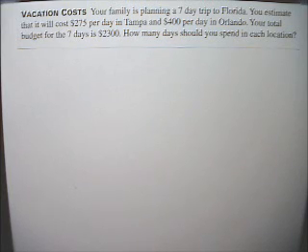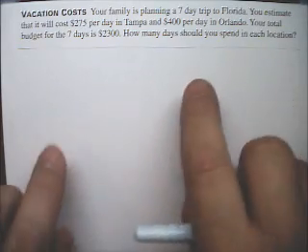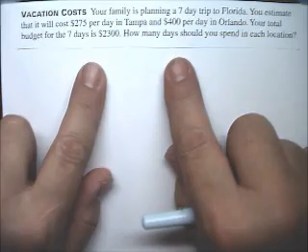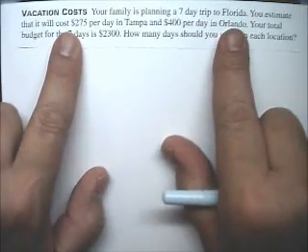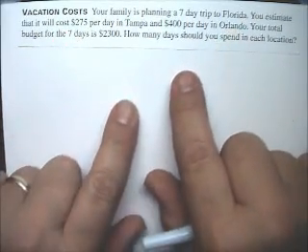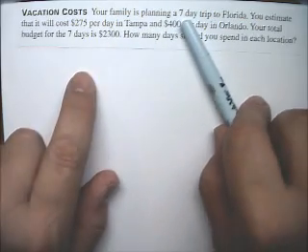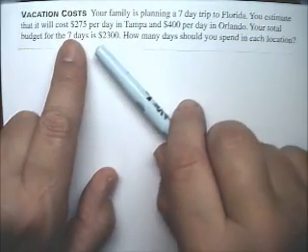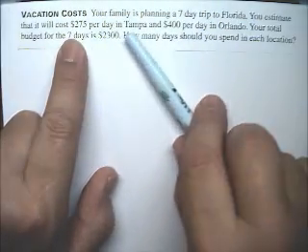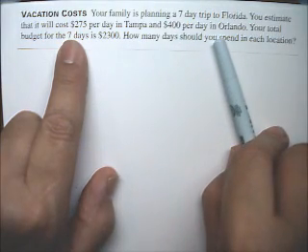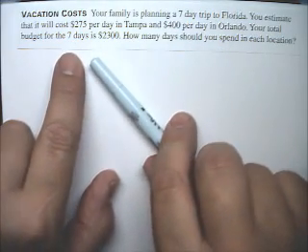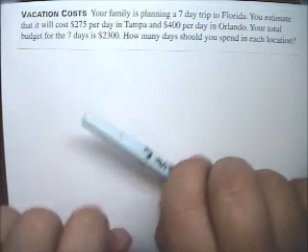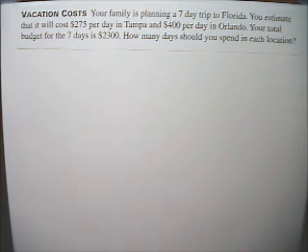Hello, this is Systems of Linear Equations and Inequalities, solving linear systems by graphing, example 4. And it's a nice little story problem about a trip to Florida. 7 days altogether. They figure it'll cost $275 a day for Tampa, $400 per day in Orlando. And the total that they want to spend for 7 days is $2,300.